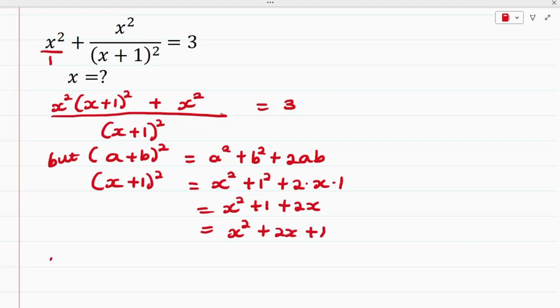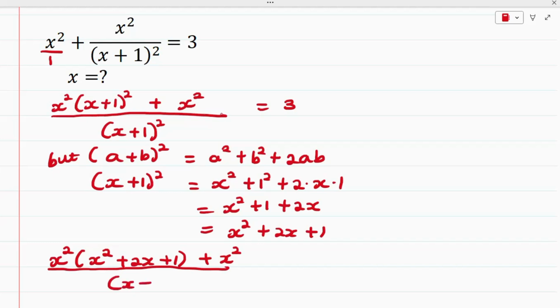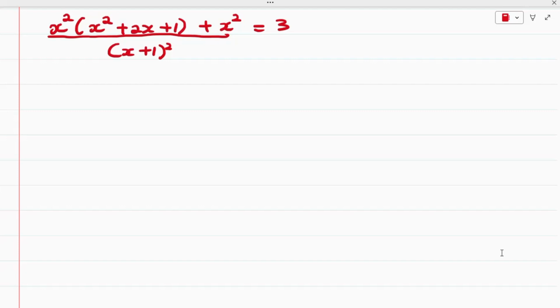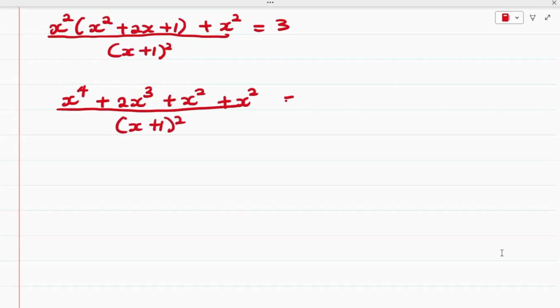So from here we have this to be x² multiplied by (x² plus 2x plus 1) plus x² divided by (x+1)², and this is equal to 3. So open up this bracket: x² multiplied by x² is going to give us x⁴, plus x² multiplied by 2x is going to give us 2x³, x² multiplied by plus 1 is going to give us plus x², divided by (x+1)², and this is equal to 3.